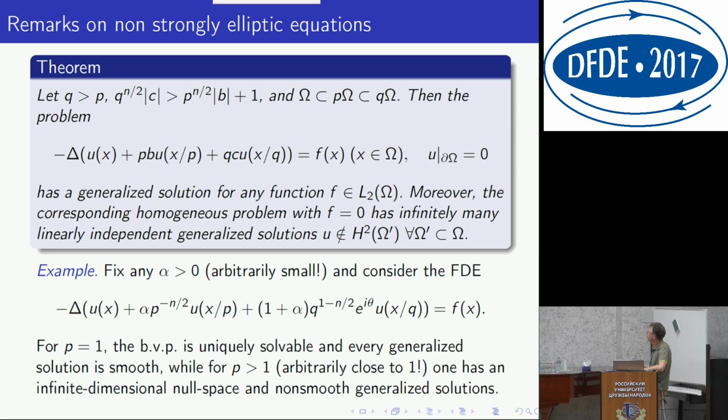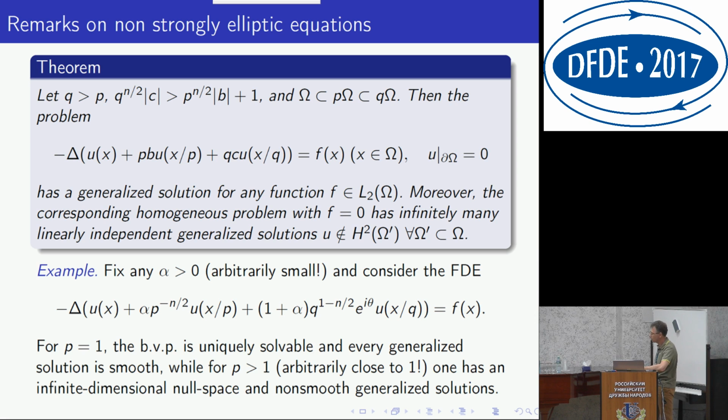But what is the most interesting for me is the following example. Please look at this carefully. We fix Q and we fix alpha. For simplicity, we take it positive. And alpha can be arbitrarily small. And then we consider this equation for p equals 1, and then for p greater than 1, and arbitrarily close to 1. And we see that the behavior is absolutely different. We have this jump in the behavior.